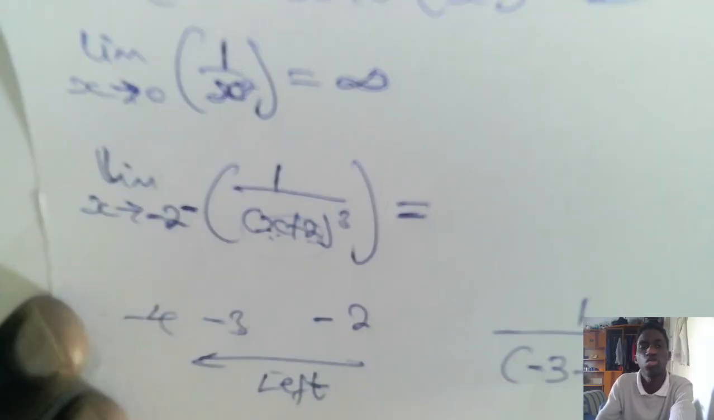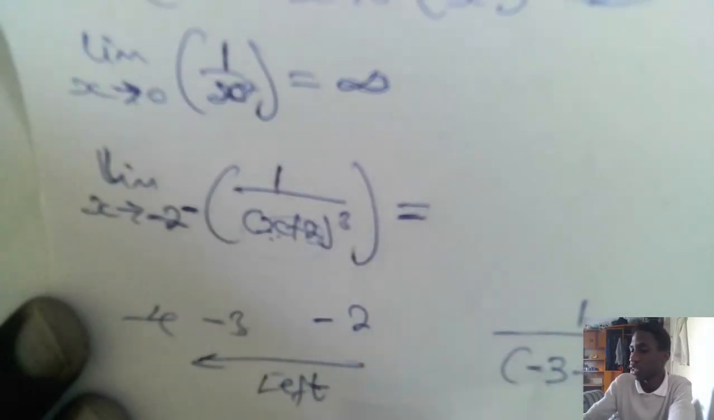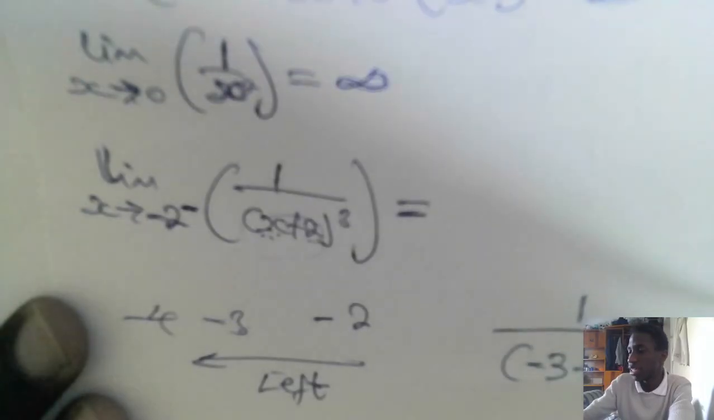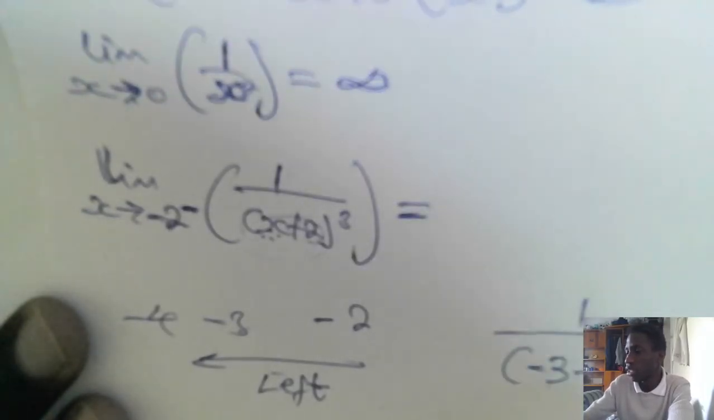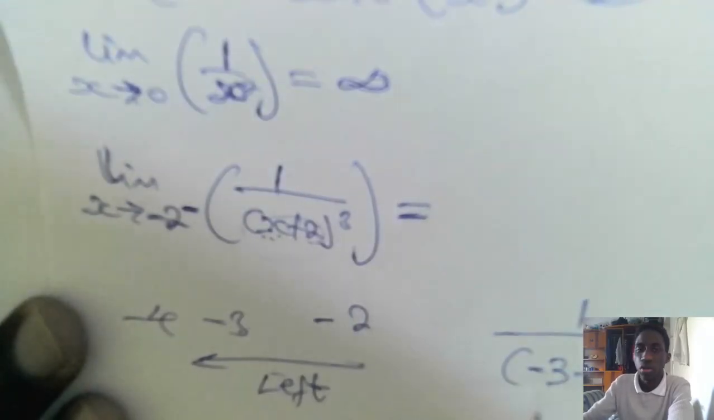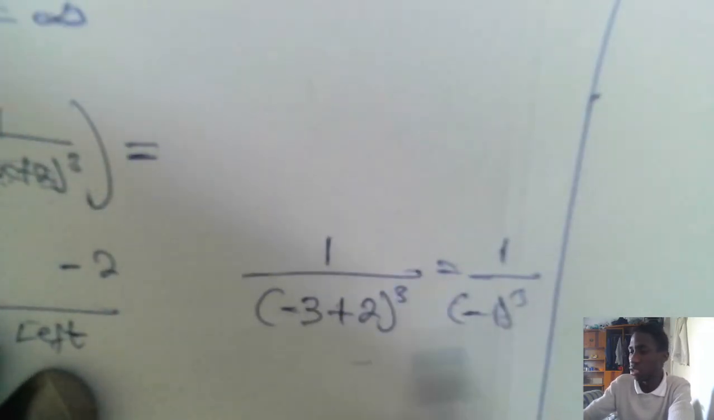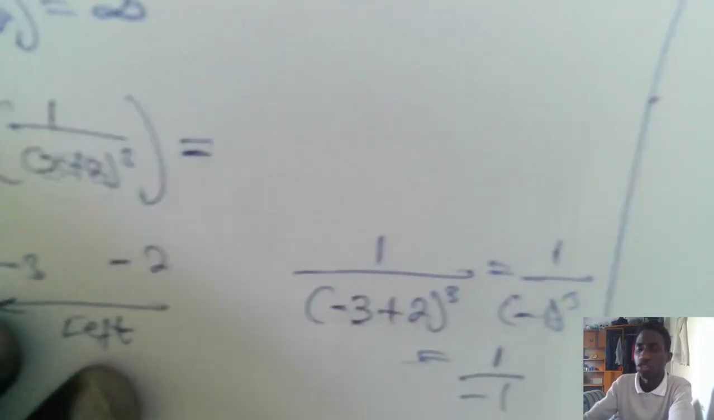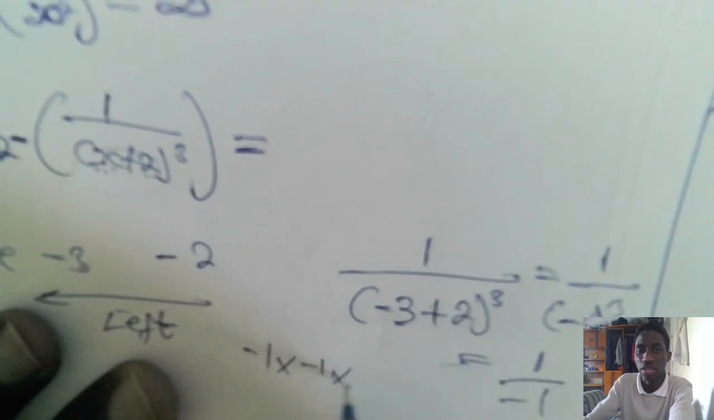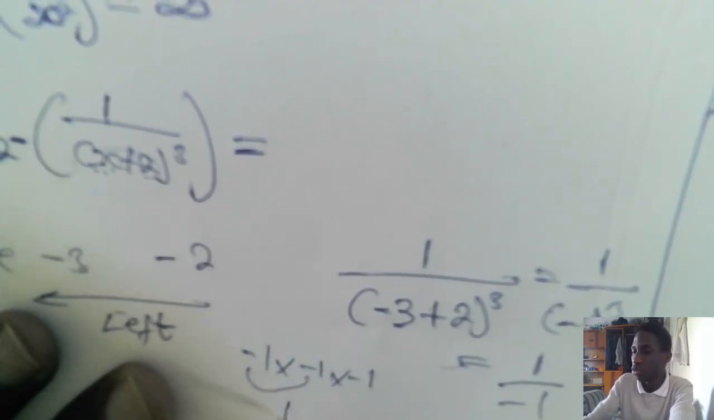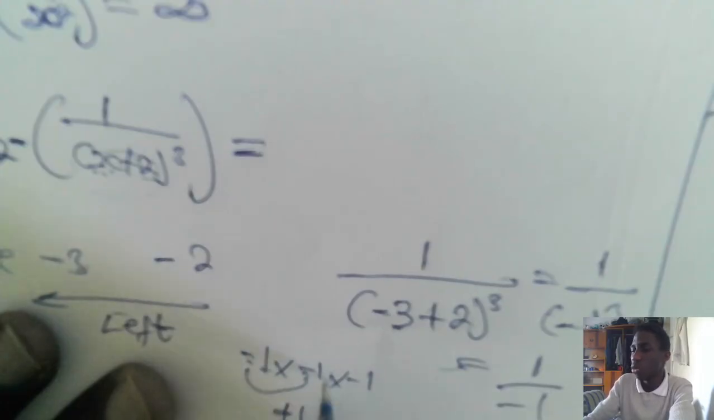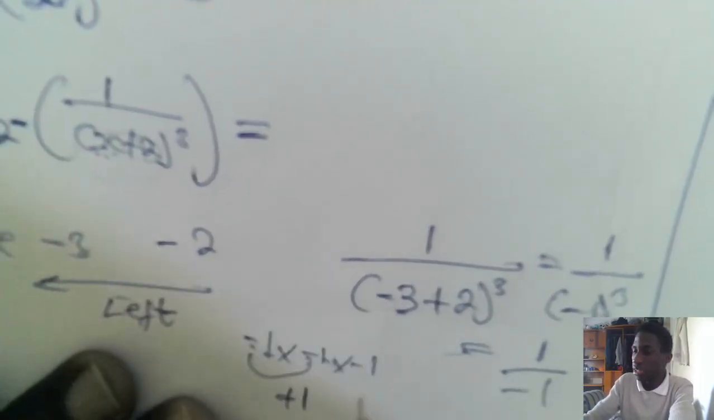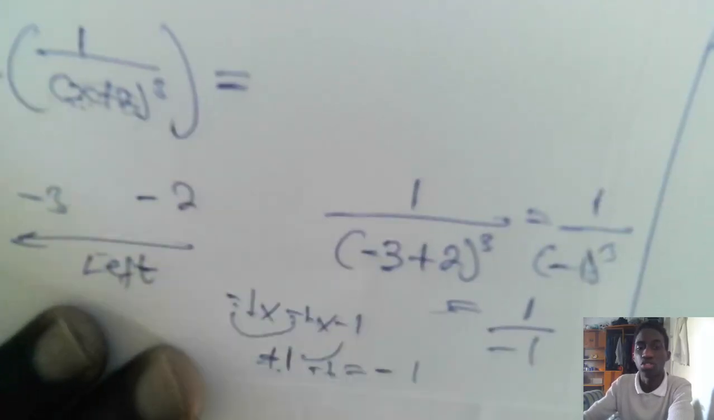When I put in a number that's to the left of minus 2 in place of x, what do I get? I get 1 over minus 1 all cubed, when I put in minus 3. Now minus 1 all cubed is minus 1, right? Minus 1 times minus 1 times minus 1. Minus times minus is plus 1, times 1 is 1. Now multiply by minus 1 again: minus times plus is minus, 1 times 1 is 1. So you get minus 1.